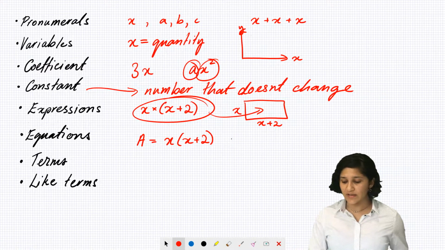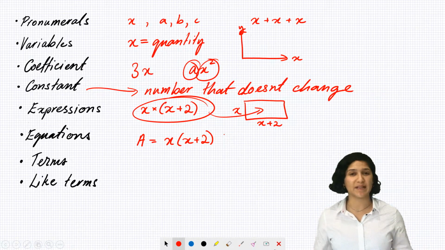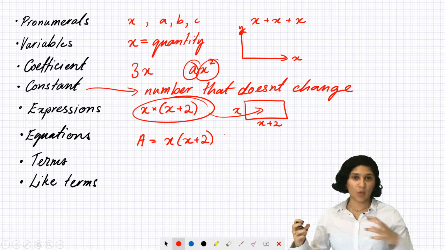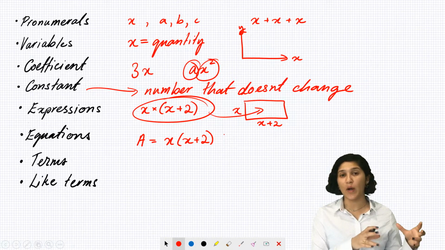So equations and expressions are mathematical number sentences. It's how we translate a big worded sentence or worded problem into mathematical statements that are quite concise.